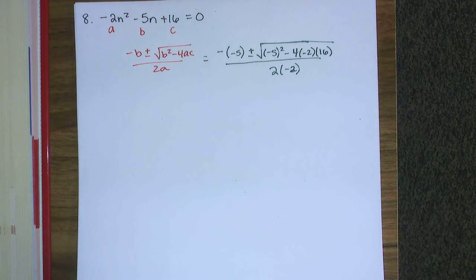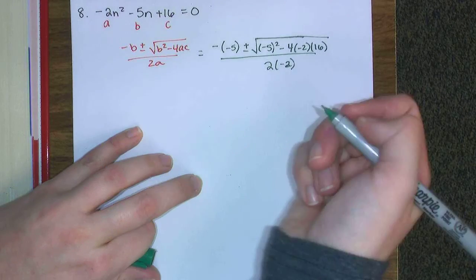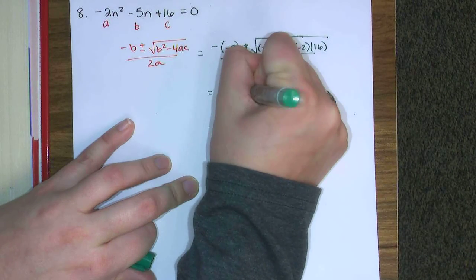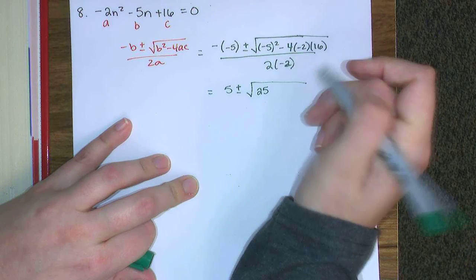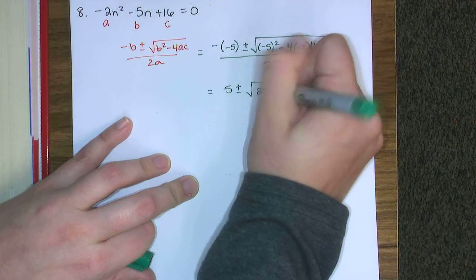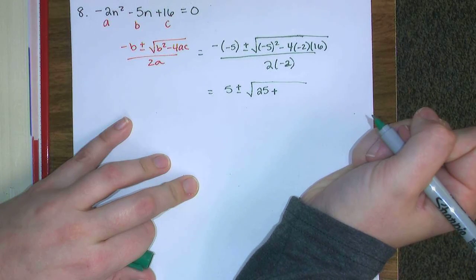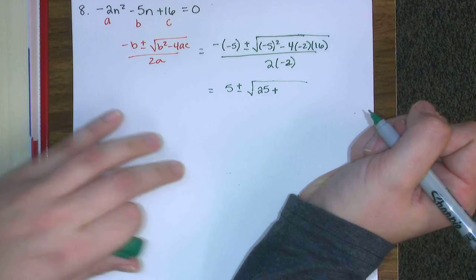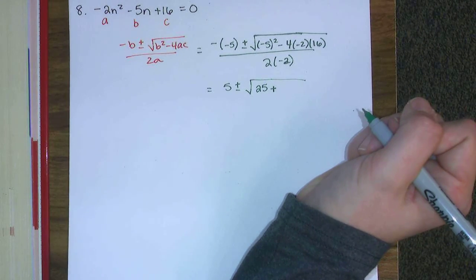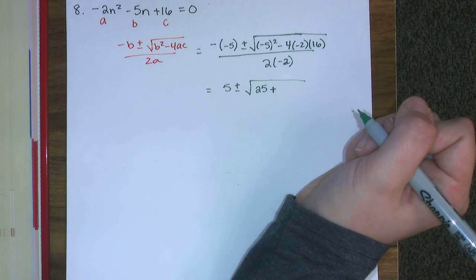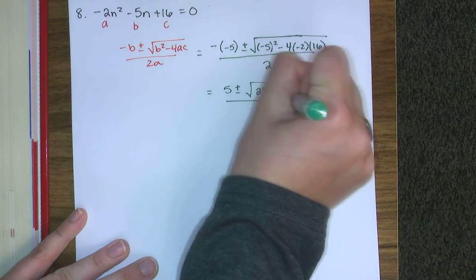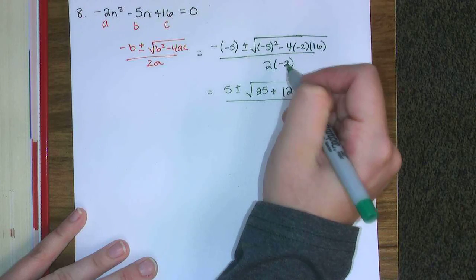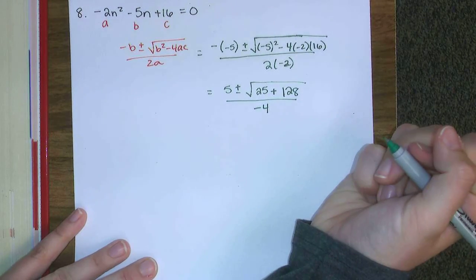Okay, so now negative times negative 5 is positive 5. So 5 plus or minus the square root of, well, negative 5 squared is 25. So that becomes positive. These two negatives here are going to cancel out and become positive, so plus. Now, 4 times 2 is 8 times 16. Okay, I probably could do that in my head, but 8 times 16, I'm just going to do it on the calculator, save some time, it's 128. All over. Now, 2 times negative 2 is negative 4. Okay, so 128 plus 25.